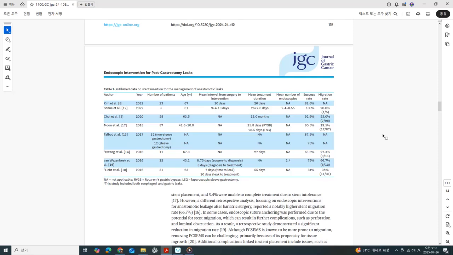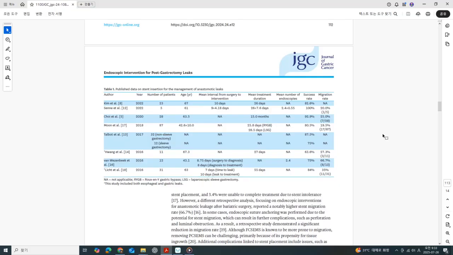covered metal stents. Now, you mentioned Table 1 gives more detailed data on stents. Let's dig into that because these numbers sound really important. Yeah, Table 1 is incredibly useful. It pulls together data from a whole bunch of different studies. You see the number of patients, their age, how soon after surgery they got the stent, how long treatment lasted. And the key outcomes, success and migration rates.